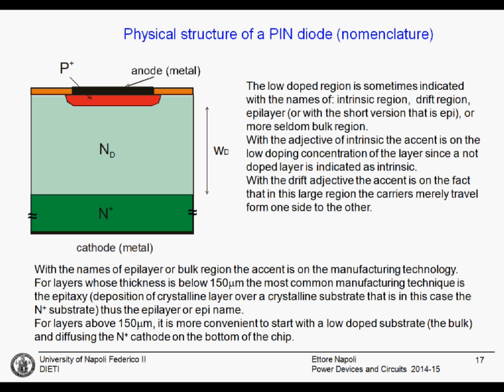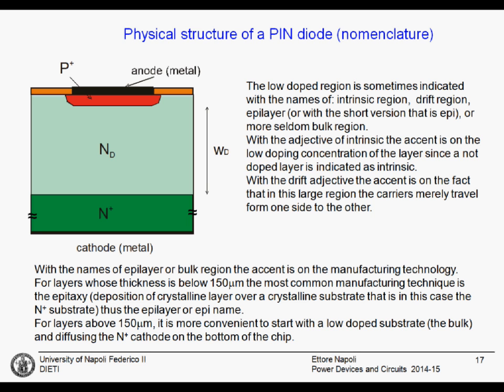However, when we say intrinsic, the accent is on the fact that it is not doped. When we say low doped, when we say drift, we want to stress the fact that in that region the carriers just drift from one junction to the other, from one region to the other, without actually having much electrical behavior than the drift or diffusion. Here the carriers just flow from the anode to cathode and vice versa.